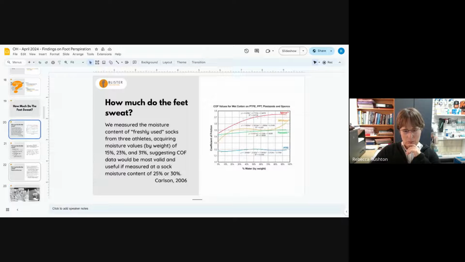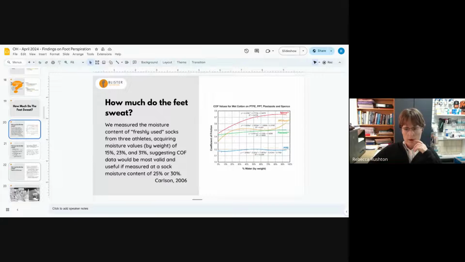How much do the feet sweat? Carlson mentioned a quick pilot study that they did in Marty Carlson's paper from 2006, which is definitely worth a read. They got fresh socks from 3 runners, and the moisture content was 15, 23, and 31%. So he suggested that if we're interested in what's going on in the shoe, we should be looking at a moisture content of the sock of about 25 to 30%.